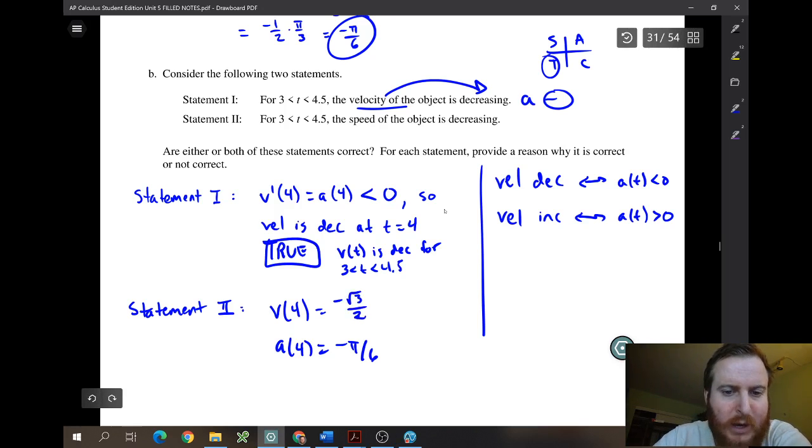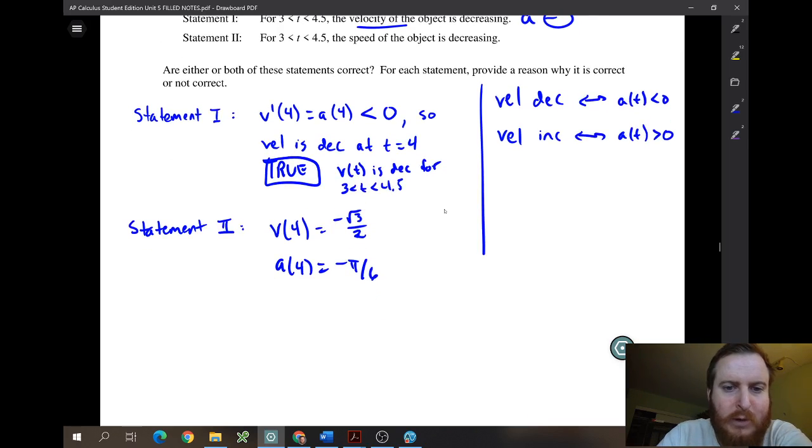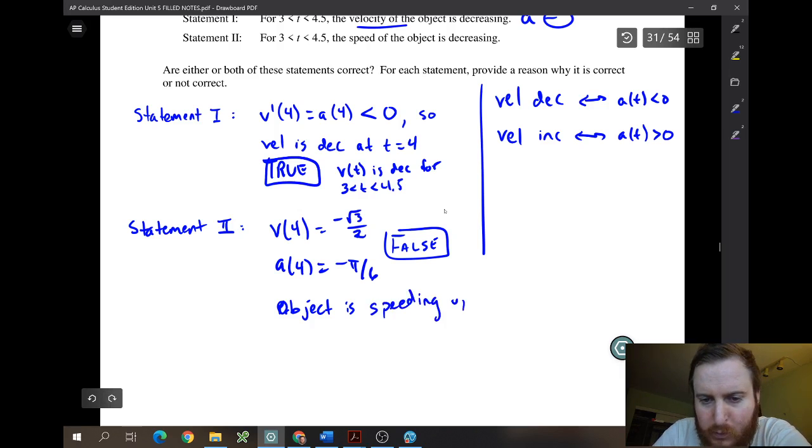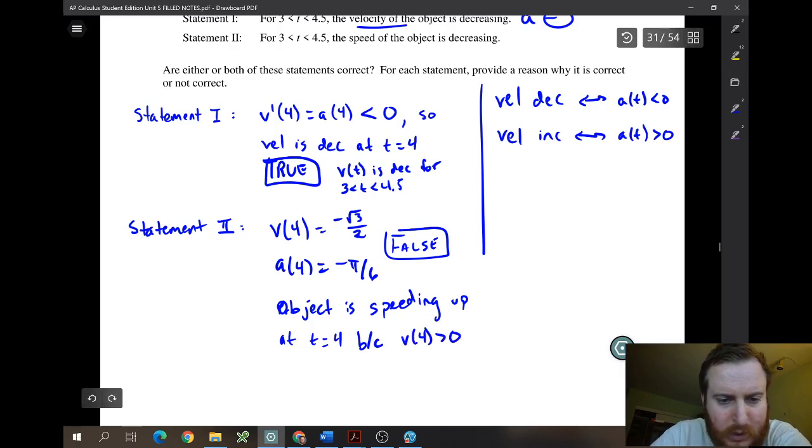So these have the same sign. When they have the same sign, we know that we're speeding up. So this statement will be false, because the object is speeding up at time 4, because velocity at 4 and acceleration at 4 are both the same sign, both negative.